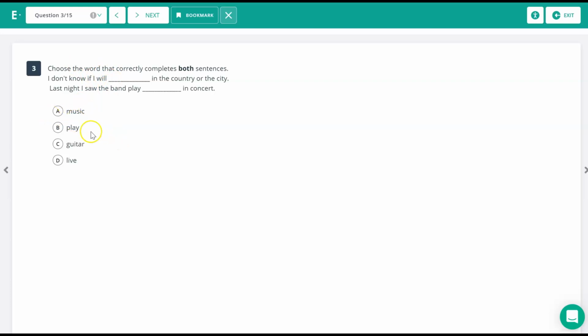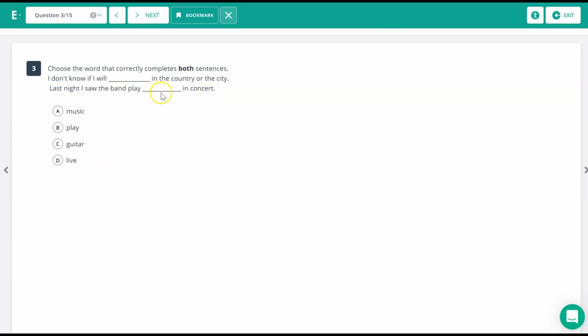I don't know if I will music. No, that one doesn't work. I don't know if I will play in the country or the city. That might work. Let's try it in the second one. Last night, I saw the band play in the concert. No, that one doesn't work. I don't know if I will guitar. No, that doesn't make sense. I don't know if I will live in the country or the city. All right, that works. Last night, I saw the band play live in concert.